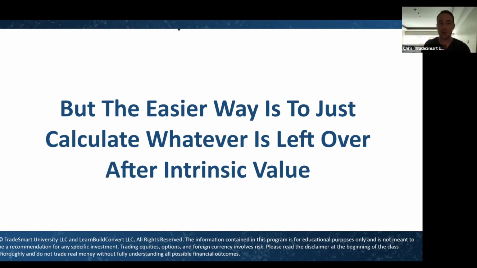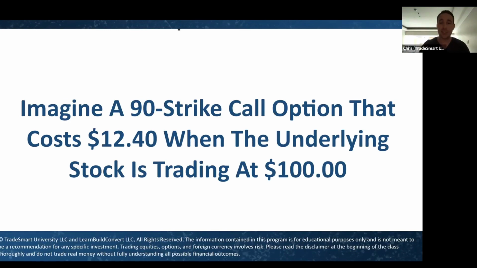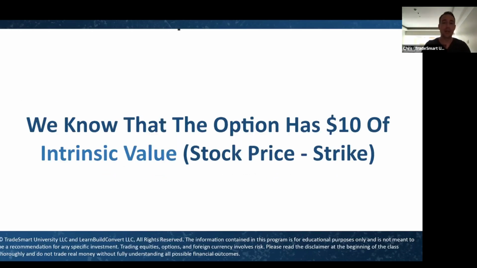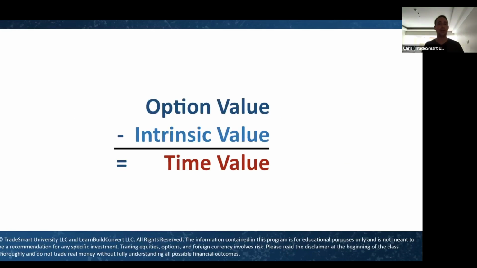But generally, at expiration or today, it's very easy to calculate what the time value is because we just look at whatever is left over after intrinsic value. So if we look at an imaginary example again, imagine a 90 strike call option that costs $12.40 while the underlying stock is trading at 100, right? So we know that the option has $10 of intrinsic value because the stock price is trading at 100 and the strike price is 90. So that means that the option has $2.40 of time value because the option costs $12.40. We know that 10 of that is intrinsic value. So we subtract 10 out of that, and whatever's left, the $2.40, is our time value remaining on that option.